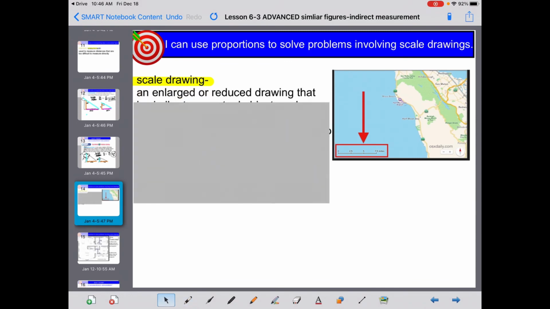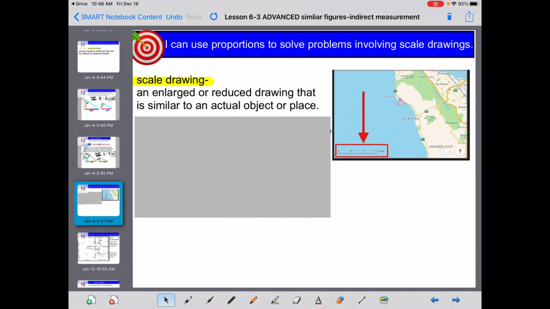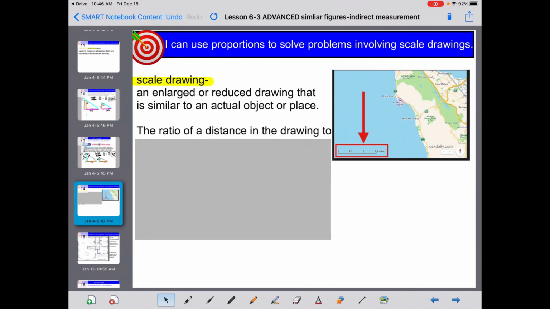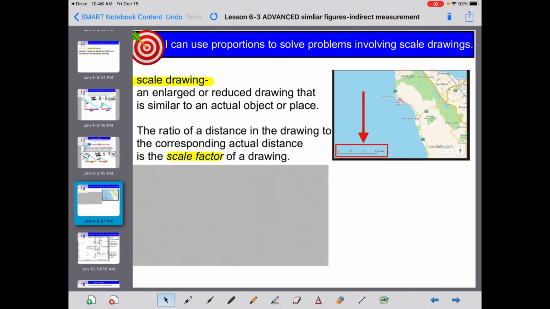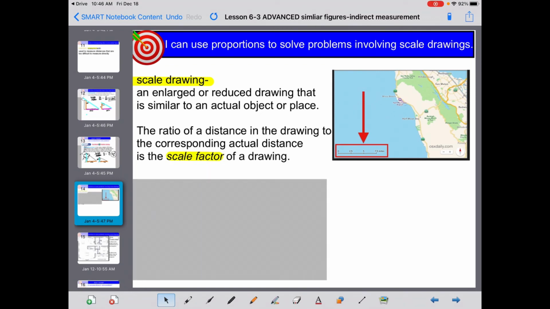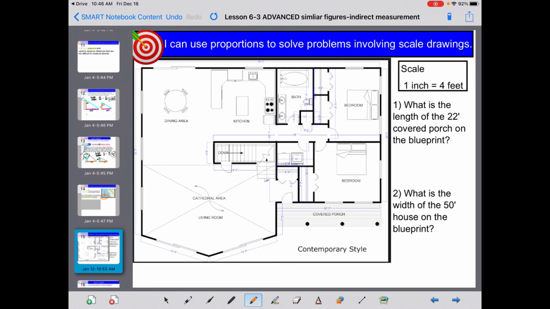Now, this isn't the only way. A scale drawing is an enlarged or a reduced drawing that is similar to an actual object or place. The ratio of the distance in a drawing to the corresponding actual distance, so the actual distance is the corresponding length, is called a scale factor of the drawing. We see scale factors on maps. We call them a scale. And the scale can be used to set up a proportion and find the actual distance.